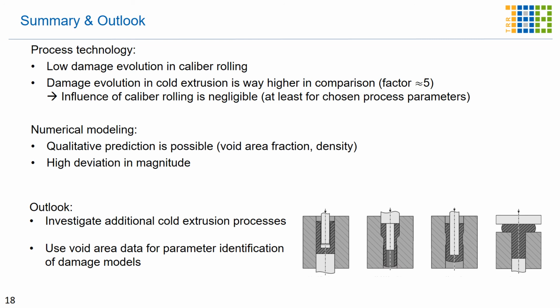For that reason, we want to focus in future on additional cold forging processes and do not do any further research on caliber rolling. The presented numerical methods already offer a good qualitative prediction of damage evolution, but still show high deviations in magnitude. One possible source of the error in the damage model is the parameter identification, where we only use the force displacement curve of a tensile test. In future, we also want to consider direct measurements of damage values like void area fractions or density measurements.